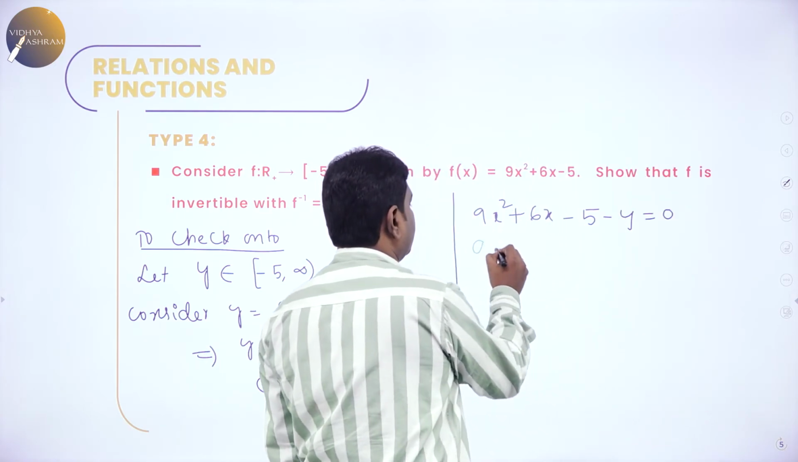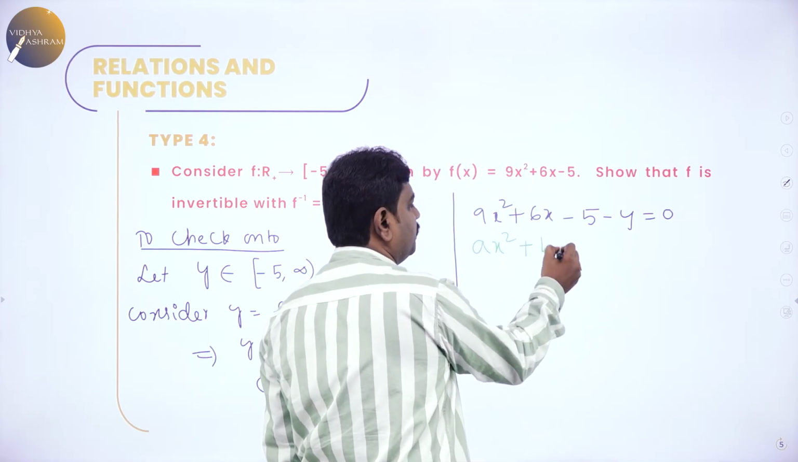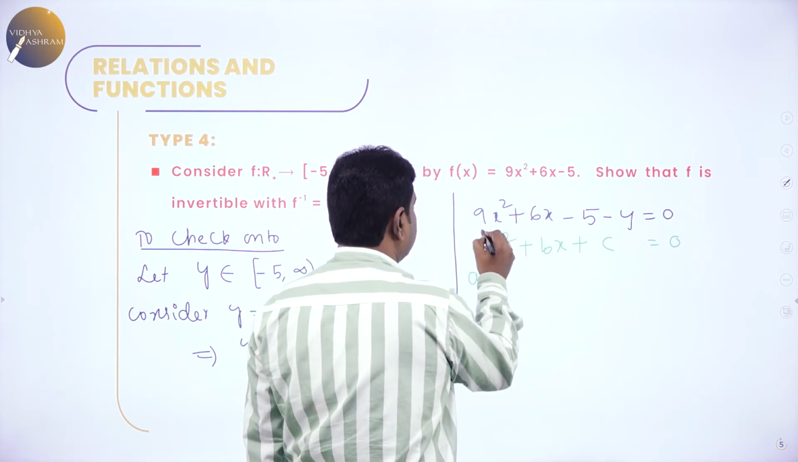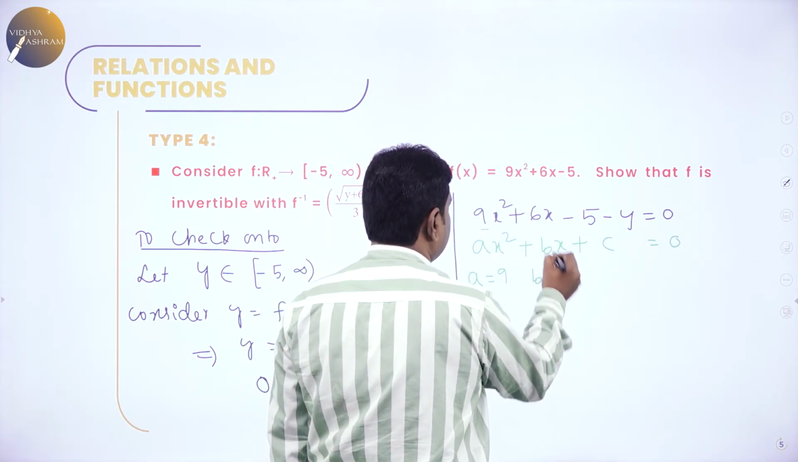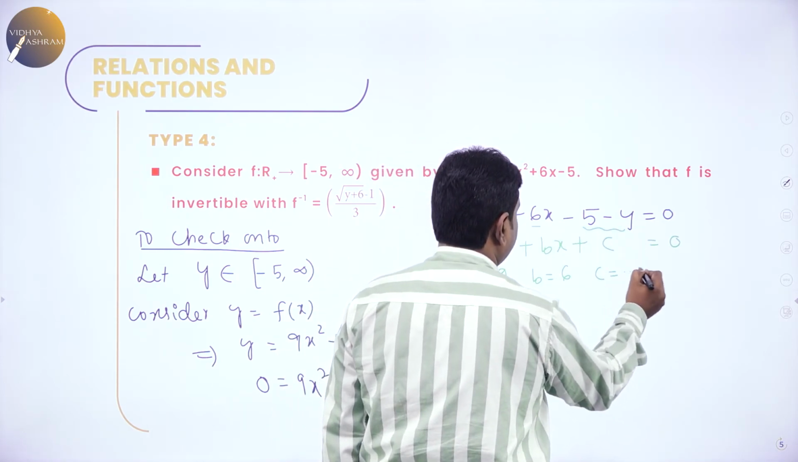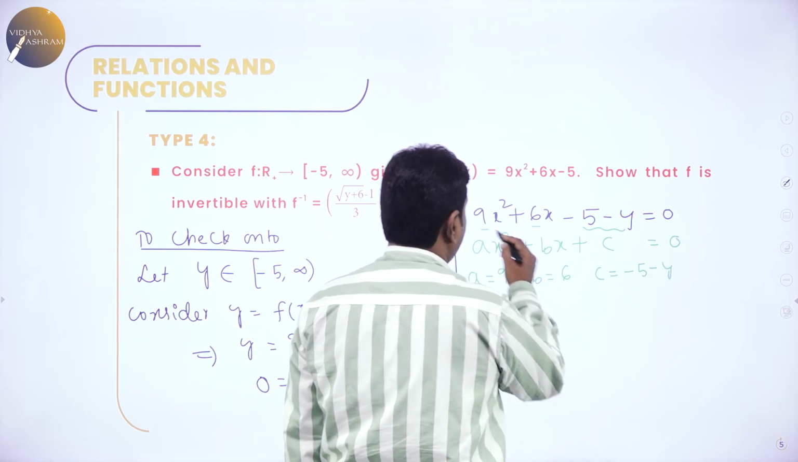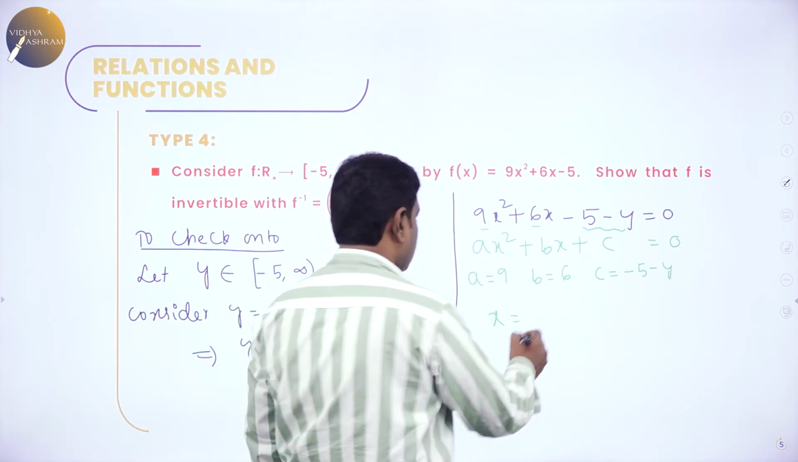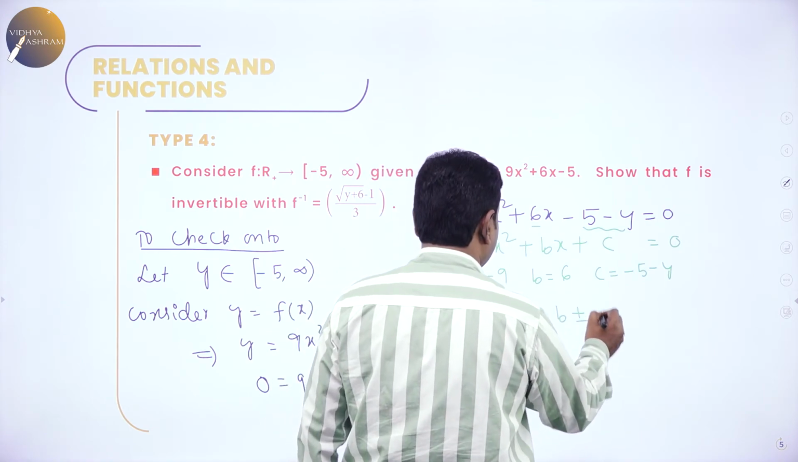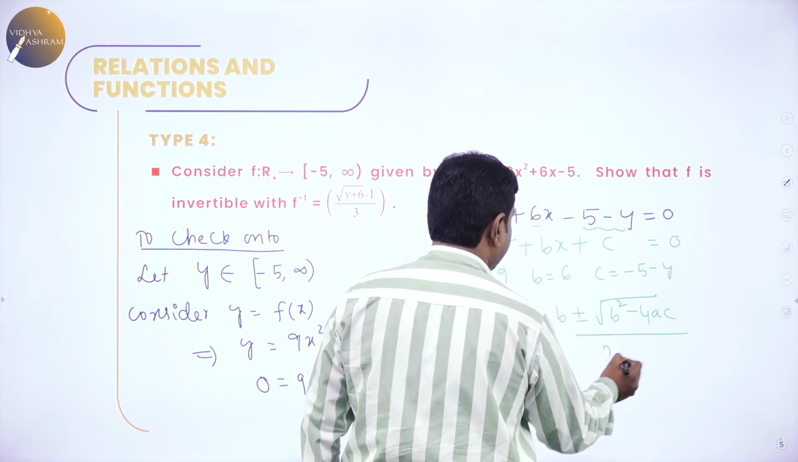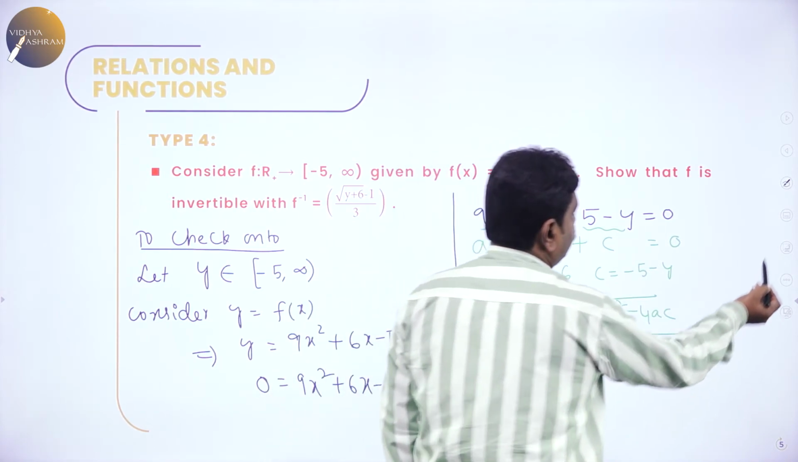Now this is in the form ax square plus bx plus c is equal to 0. In this, what is a? A means this 9, b means 6, c means this whole thing, minus 5 minus y. You know this is a quadratic equation in x, so roots means x values. You know the formula: minus b plus or minus root of b square minus 4ac by 2a. So we'll use this.